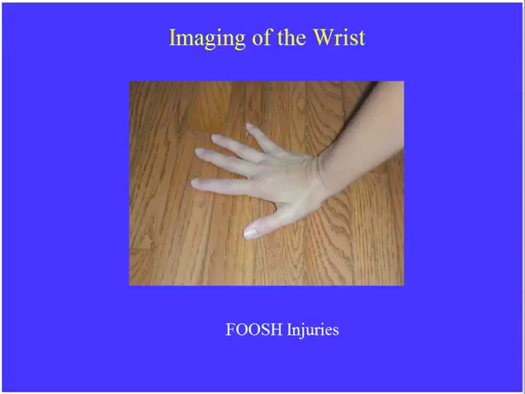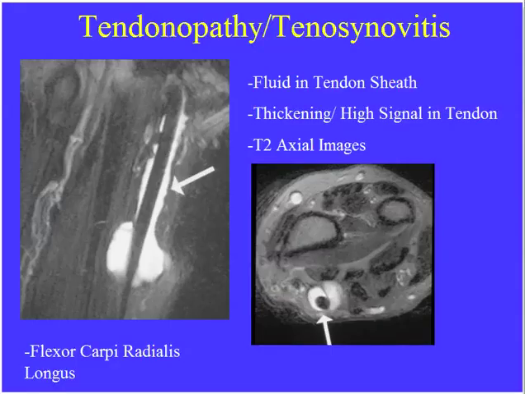Okay, moving on to the imaging of the wrist. We'll talk a little bit about some of the injuries that occur on the fall on the outstretched hand. Tendinopathy or tenosynovitis, this is a common entity that they showed on the in-service exams. And there are two or three tendons that are more common. The flexor carpi radialis is one of the more common tendons to get tendinopathy or tenosynovitis. If we see fluid within the tendon sheath, that's tenosynovitis. If we start to see thickening or intrasubstance signal within the tendon itself, that represents tendinopathy.